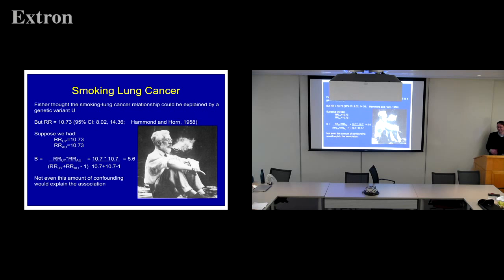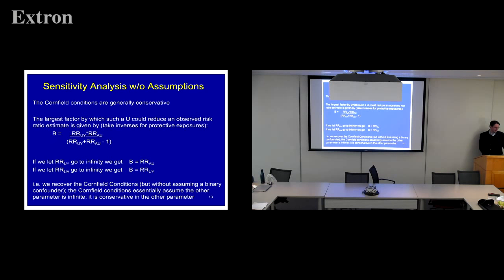Okay. So again, I think the Cornfield conditions are helpful rules of thumb, but essentially what's going on is if you take our bias factor and you let one of the parameters go to infinity, what you recover are the Cornfield conditions.